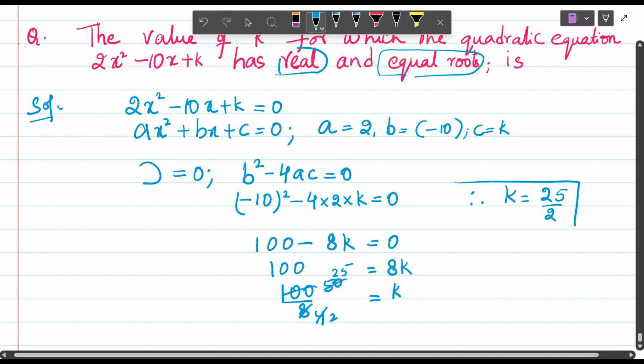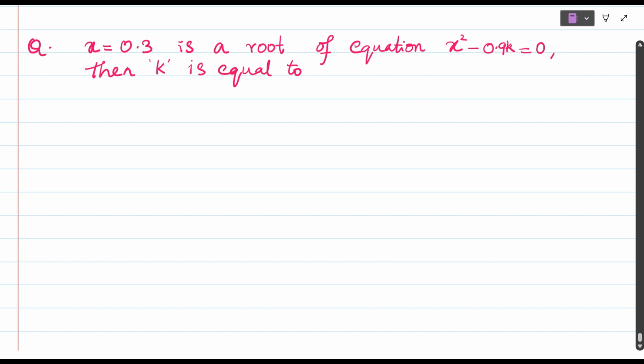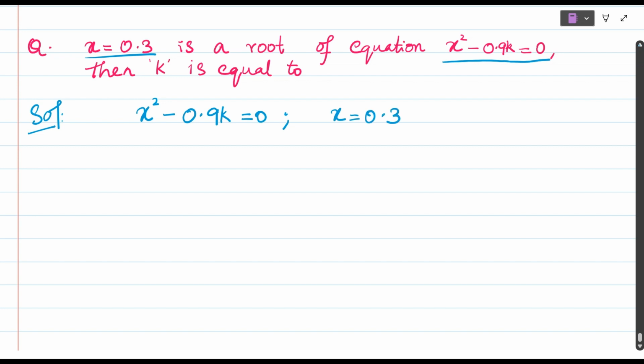Understand, students? Okay. The next question: x is equal to 0.3 is a root of the equation x square minus 0.9k is equal to 0. Okay. So the quadratic equation is given as x square minus 0.9k is equal to 0, and the value of x they have given is 0.3. And they are asking us to find the value of k. Clear, students? Now what we have to do?